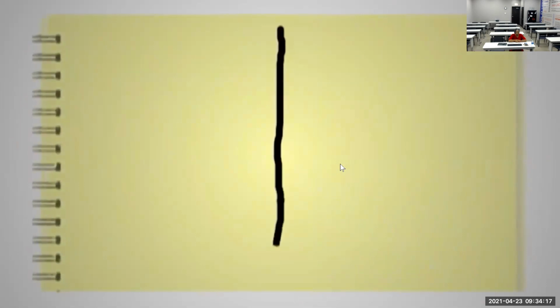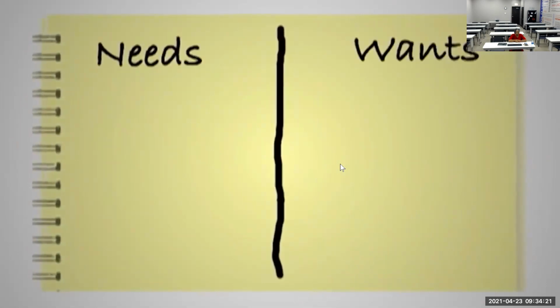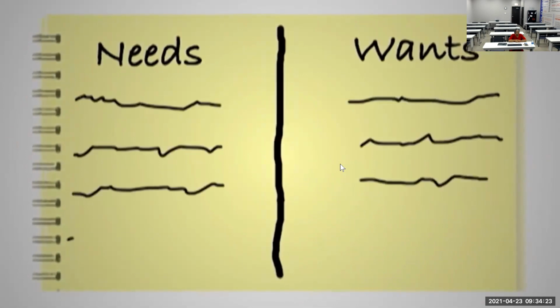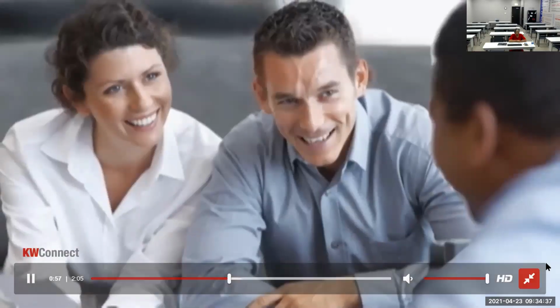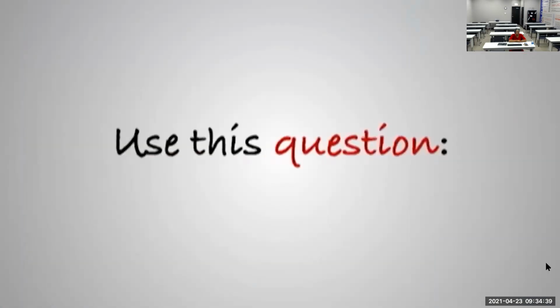Draw a line down the middle of a piece of paper and write needs on the left and wants on the right, and use it to track their needs and wants as you go through this process. At this point, you will have a clear understanding of what buyers need versus what they want, but you are not done. Now, you want to drill down and uncover their values by finding out why they need and want what they do. Use this question.